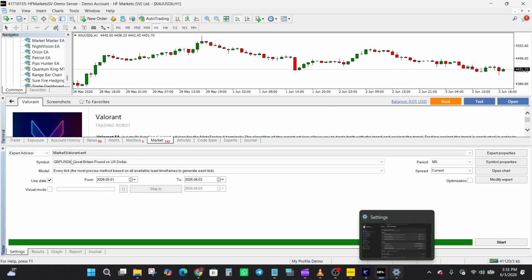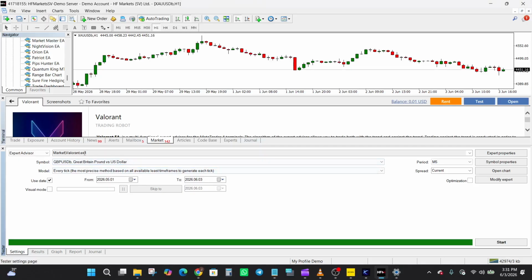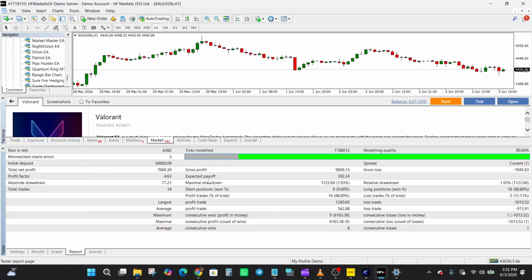So I have already run the EA on GBP USD on the M5 time frame, as recommended, right? And we're using the every tick modeling, of course. And I'm running the test over the past month. Okay, so let's quickly look at the report. We can see that from an initial deposit of $50,000, the total net profit is $7,060.3, and 18 trades we are taking.